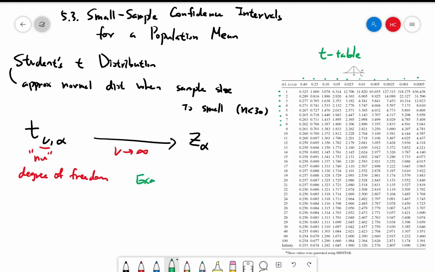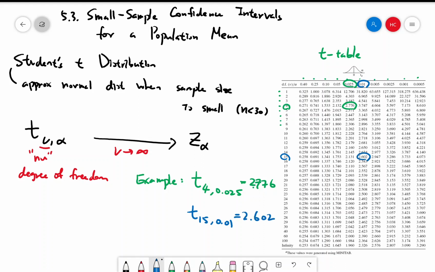For example, if we want to find the value of t with 4 and 0.025, this value we'll need later, then you look for 4 and 0.025, and 2.776 is the value we need. Let's say instead we're looking for the value of t with 15 and 0.01. Then we look for the row 15 and the column 0.01, so 2.602 is the value we need.